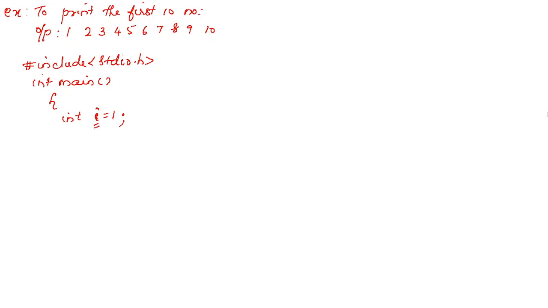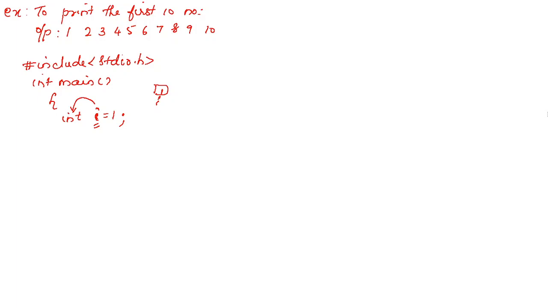So i is a variable, you know the meaning of this. The data type of your variable is integer and the initialized value is equal to 1. So in the memory, what will happen? The variable i will be assigned, it is the assignment operator, right? i will have the value 1.